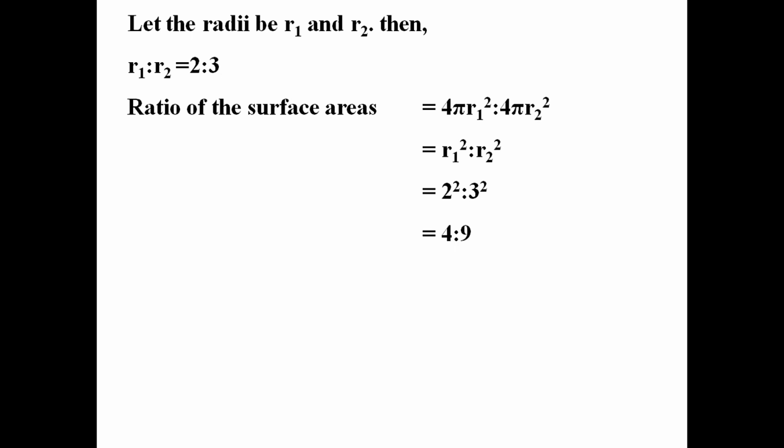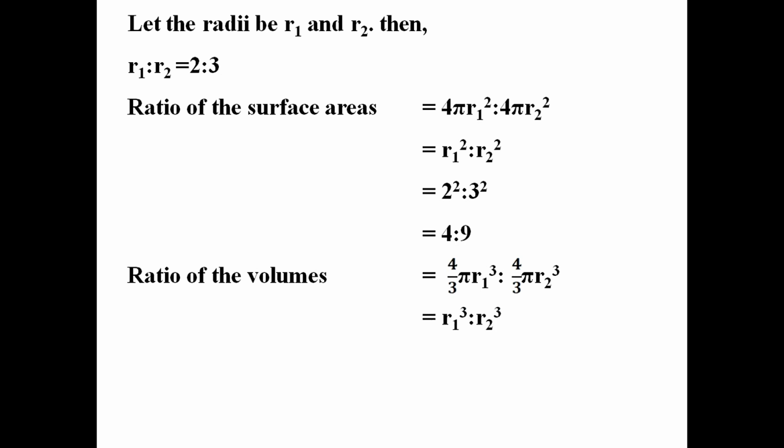Now the ratio of volumes is equal to 4 by 3 pi R1 cube is to 4 by 3 pi R2 cube. 4 by 3 pi can be cancelled and we will get R1 cube is to R2 cube. That is 2 cube is to 3 cube, and that's equal to 8 is to 27. Therefore, the ratio of the volumes is 8 is to 27.